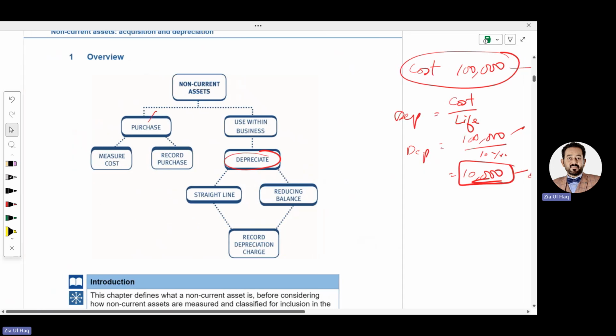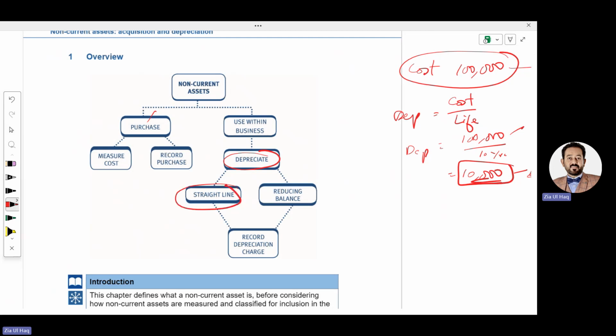So as we are using the asset, we need to depreciate it. There are two methods of depreciation: the straight line method and the reducing balance method. We will discuss those methods later on.